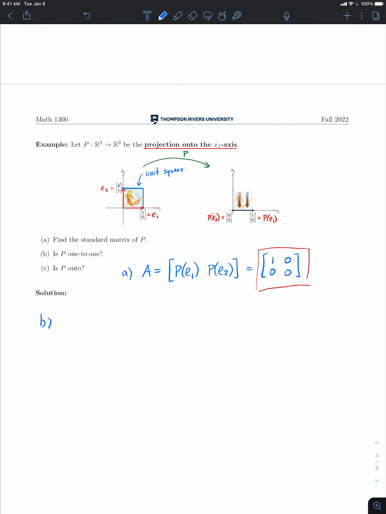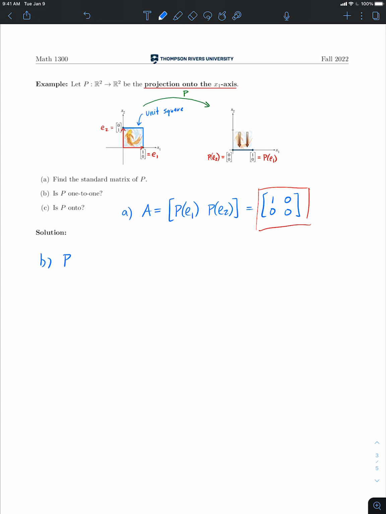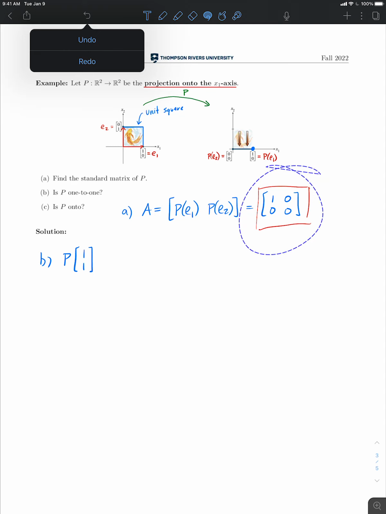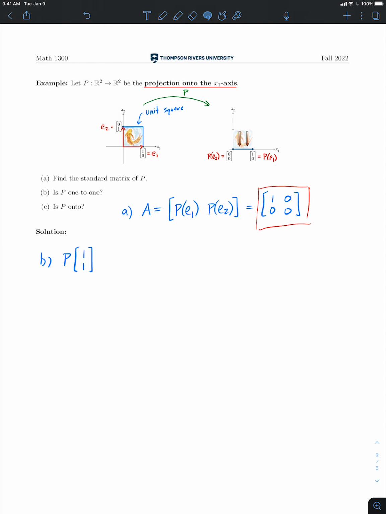How about we take, let's try P of 1, 1. That's this point right here. So what is P going to do? It pushes it straight down to the x1 axis. Let's actually use our standard matrix, though, just to show this precisely. So we have P of 1, 1 is going to be, here's our standard matrix, multiplied by the vector 1, 1. And what do you get?